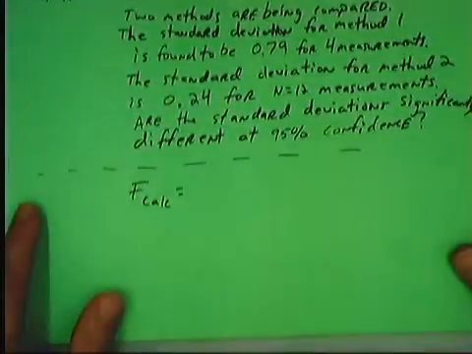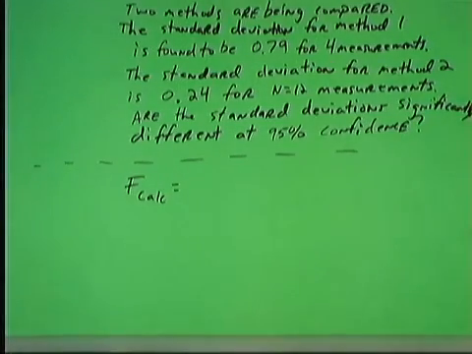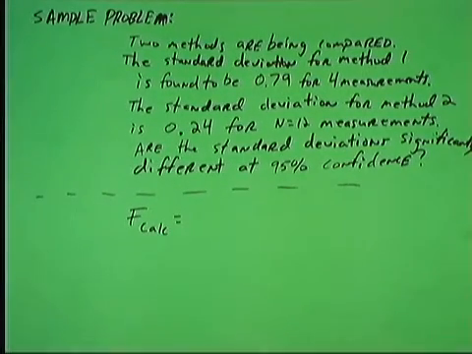Let's try a sample problem real fast. It might look something like this, okay? In this sample problem, two methods are being compared to see if they produce a similar standard deviation or dissimilar standard deviation. The standard deviation for method 1 was found to be 0.79 for 4 replicate measurements. The standard deviation for method 2 is 0.24 for 12 measurements.